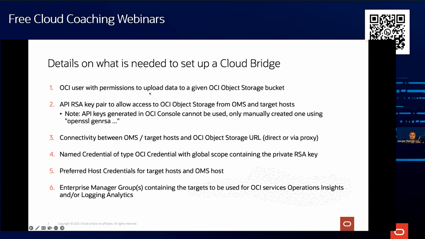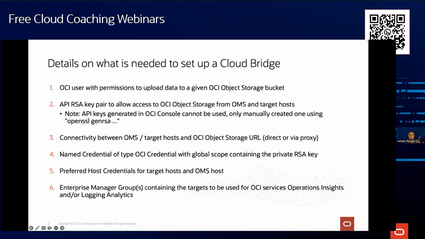It must have the right permissions to upload data to object storage, and we will create an API key pair, an RSA key pair, for this user. That's the key which will allow Enterprise Manager to access OCI and put all the data into the object storage. So we need connectivity between the OMS, target host, and the object storage URL. There's just a single URL we are using, with the HTTPS protocol on default port 443. You can have, of course, a direct connection, or a proxy is possible.